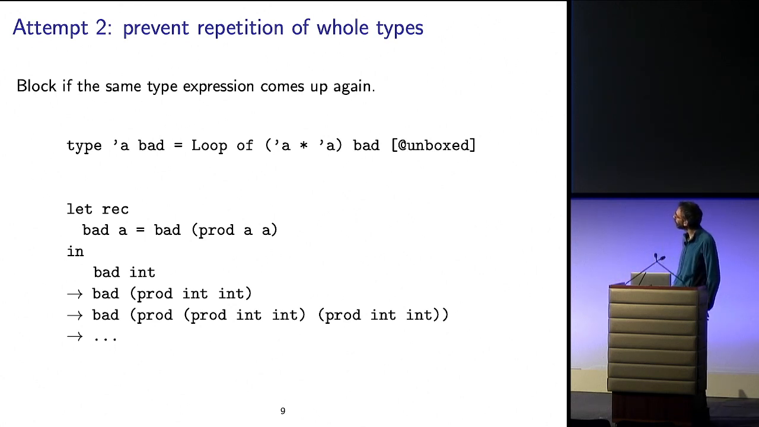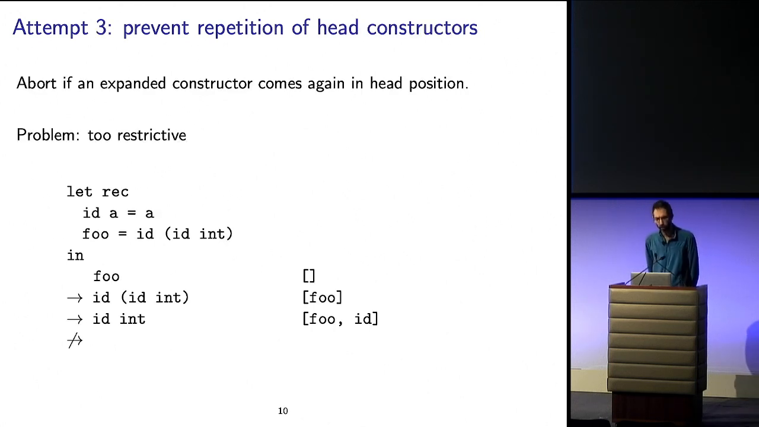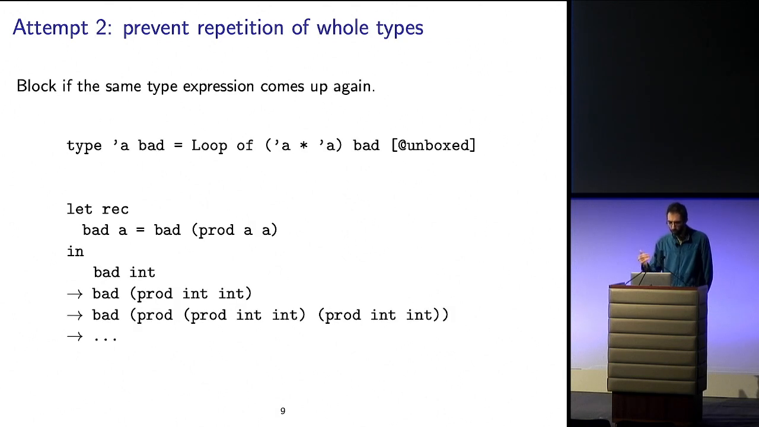This is not good enough to prevent non-termination because you can use so-called non-regular recursive types, like Bad A is Bad of Prod A A, and this, if you start from Bad Int, will reduce to an infinite sequence of types that are all different. Then you say, well, okay, the problem was the type is always different, but the Bad head constructor is the same. It shows up again and again. So let's stop when the head constructor shows up twice.